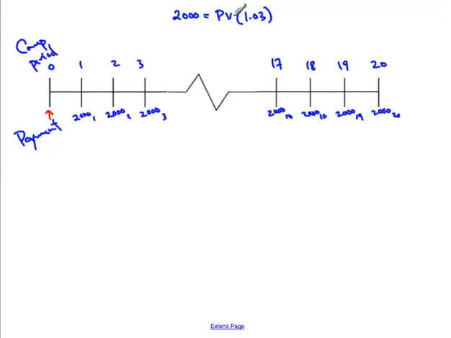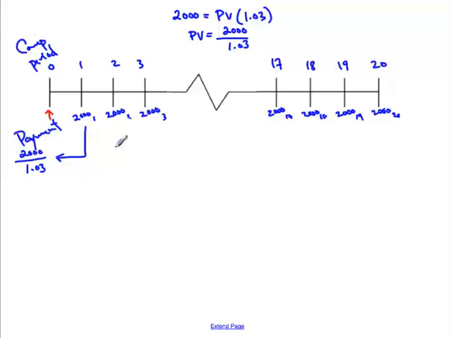If I want to solve for this unknown present value, this unknown principal, to know how much I need to put in now to have $2,000 a year from now at an interest rate of 3%, I solve for present value by dividing both sides by 1.03. That means this is the amount of money I need to put in right now to have $2,000 if the account pays 3% per annum interest. So this $2,000 has a present value of 2,000 divided by 1.03.